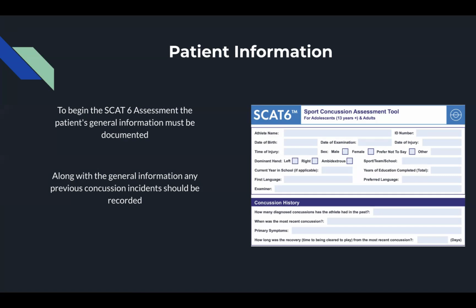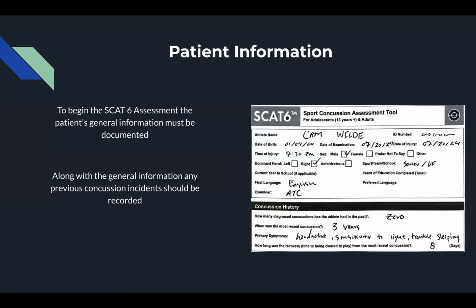So as you can see there, that's what it would look like blank, filled out like this, like I said, including the athlete's name, school, sport, year of education, along with any type of concussion history that they've had in the past. It's important to document concussion history because it can play an important factor later into their symptoms and their recovery time.